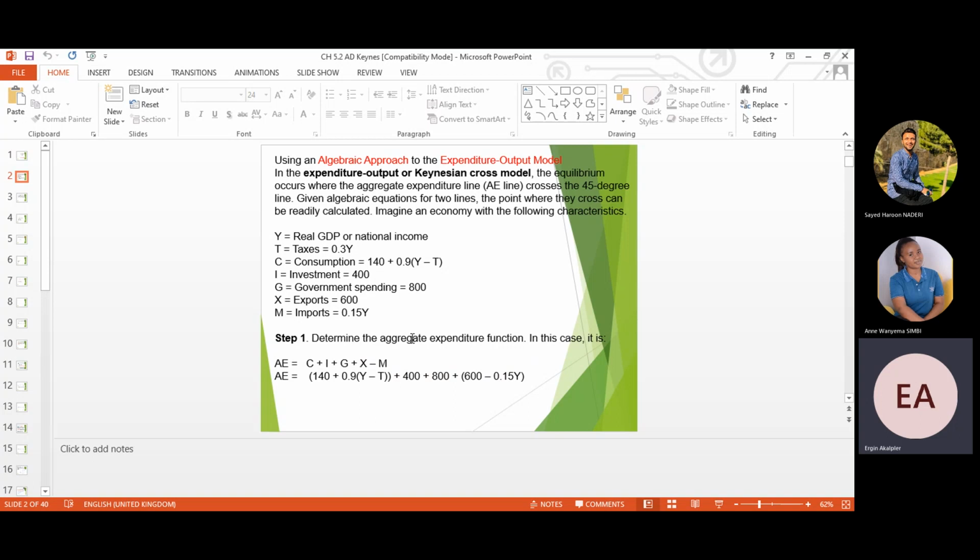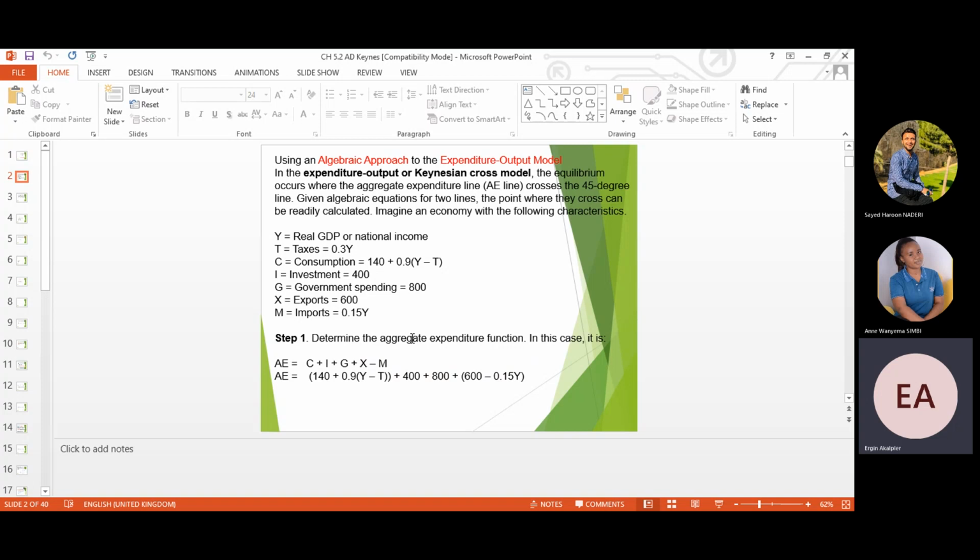Here, one sample data is given, an aggregate expenditure model where consumption, investment, governmental expenditure, and net export are the independent variables, and aggregate expenditure, also called the output, is the dependent. The equilibrium occurs in the Keynesian model, if you remember from last week, where the output and aggregate expenditure cross at the 45 degree line of the diagram. Given the algebraic equations for two lines, the point where they cross can be calculated.